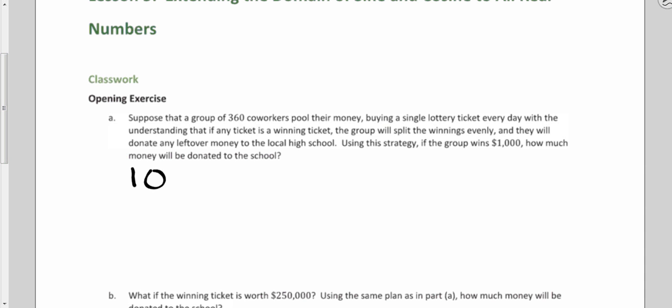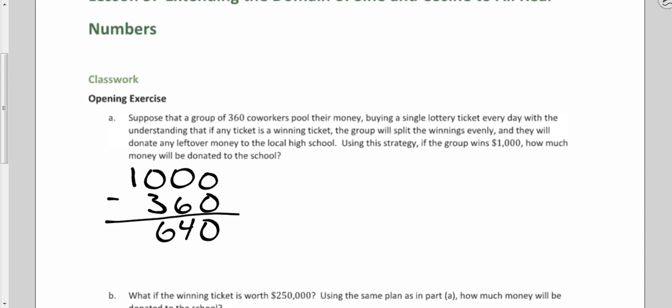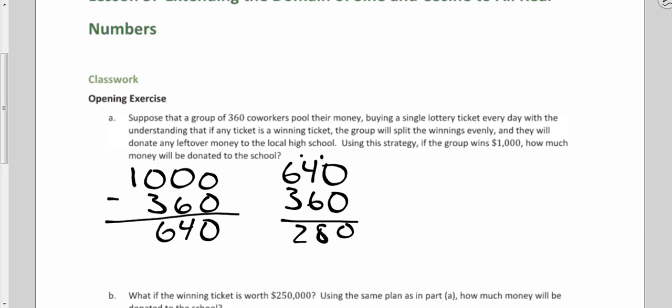Let's do that. 1,000 minus 360. And what do we say? We said 640, right? Now I take 640 and subtract 360 from that. 0 from 0 is 0. 14 minus 6 is 8. And then 3 from 5 is 2.